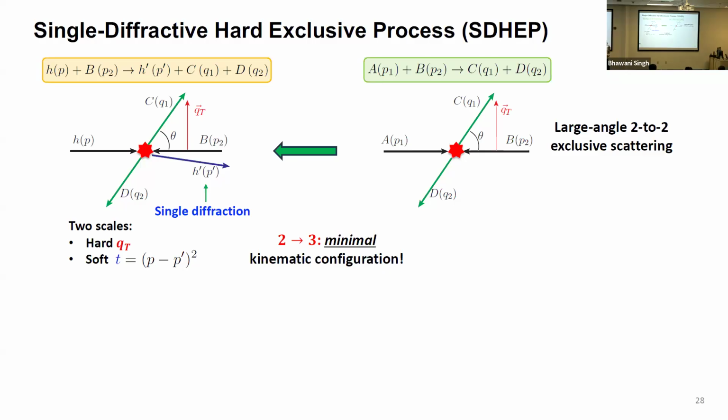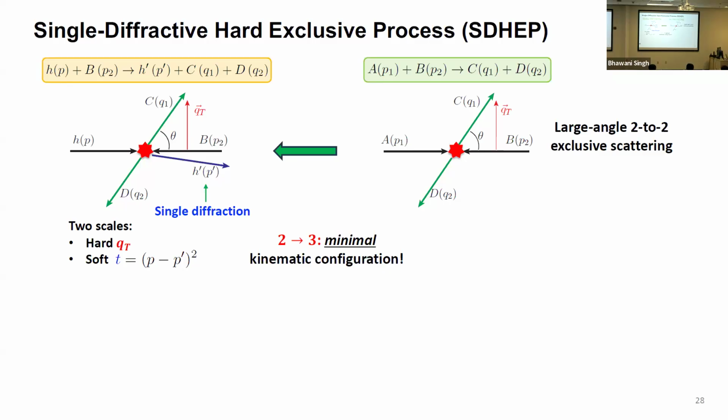This is a 2 to 2 process, and it's very simple because the kinematics is exactly constrained by momentum conservation. By having the final state mesons C or D with a large transverse momentum QT, we are sure that there is a hard scale in this blob, and therefore we can confidently apply perturbative QCD factorization to understand this kind of process. Going from the right to left, we only have an additional diffracted hadron H prime in the forward direction. This we call single diffraction.